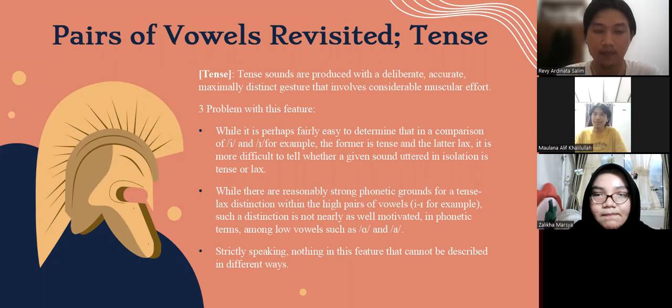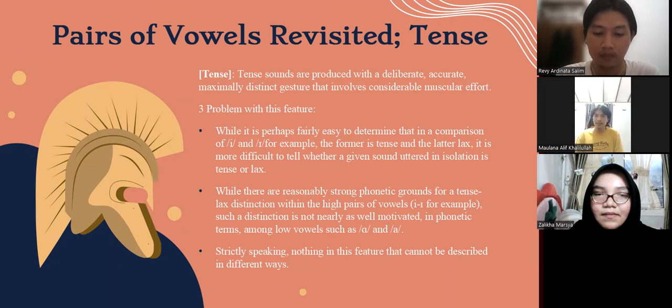Pairs of vowels revisited: tense. Tense sounds are produced with a deliberate, accurate, maximally distinct gesture that involves considerable muscular effort. Three problems with this feature are: first, while it is perhaps fairly easy to determine that in a comparison of I and I, for example, the former is tense and the latter lax, it is more difficult to tell whether a given sound uttered in isolation is tense or lax.